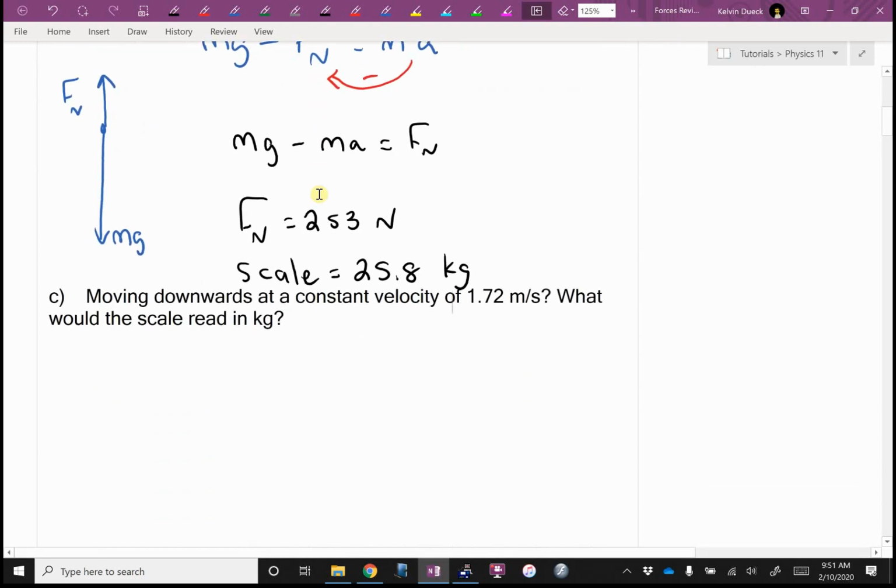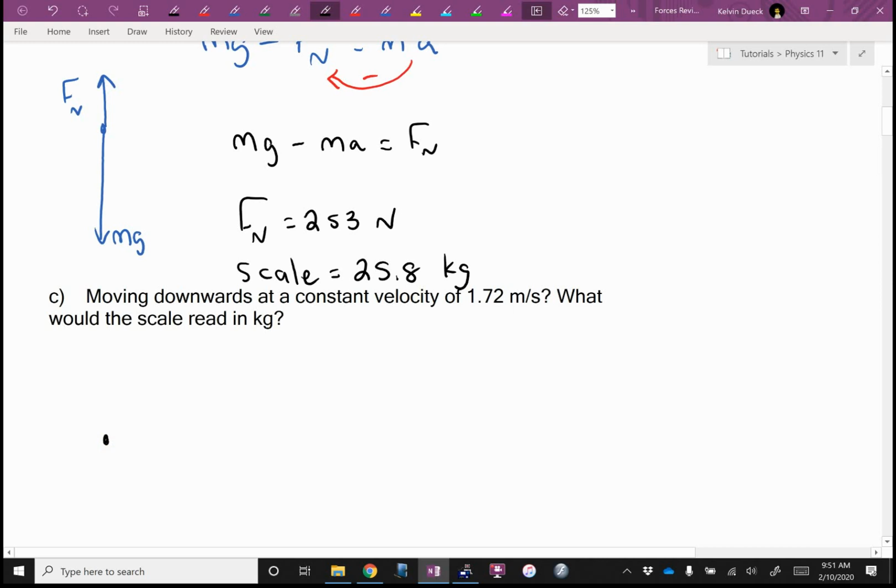Most elevators accelerate very little, maybe 0.5 meters per second squared, but then they hit a constant velocity because you're not accelerating the entire time. They go up to speed, and then you've all felt it, you can feel it through your feet. Oh, it stopped accelerating, now we're just moving. So if we're going at a constant velocity, moving downwards, what would the scale read? Well, let's try a free body diagram.